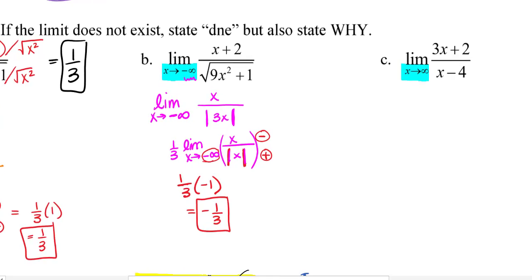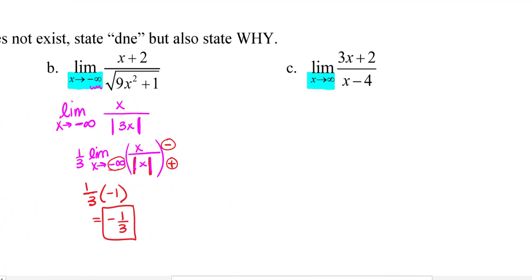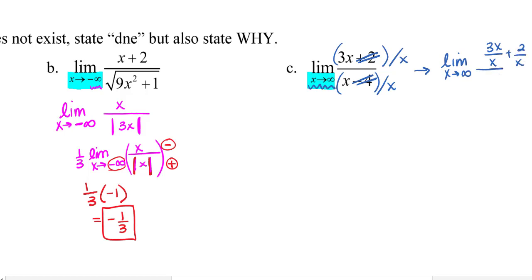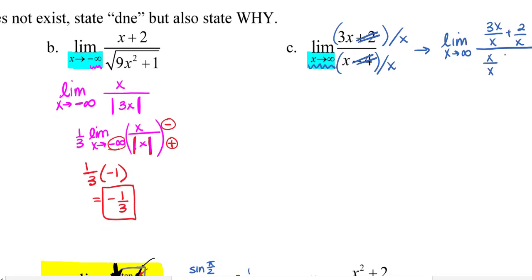Okay, here's the good news. I think those are two of the hardest ones. So look at C. If your limit is approaching infinity or negative infinity, you can look at your highest powered term over your highest powered term. Because more simply, if you take your numerator and divide by x and your denominator and divide by x, you're looking at the limit as x approaches infinity of 3x over x plus 2 over x, over x over x, I believe that was -4 over x.